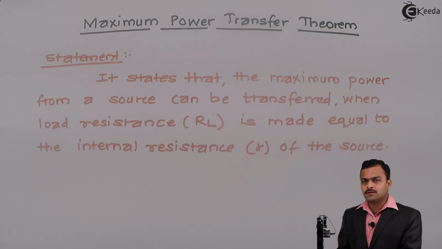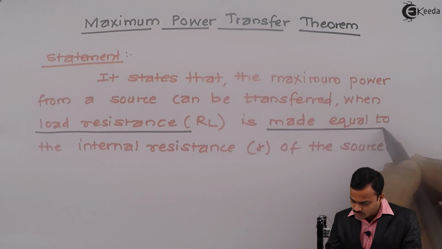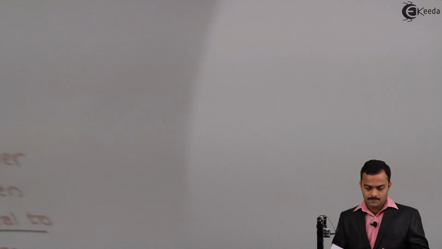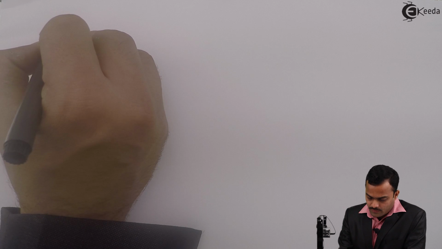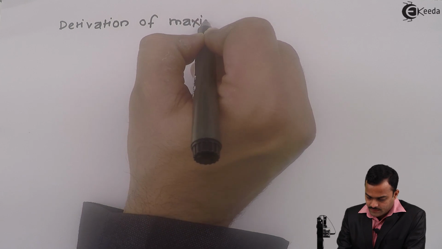First of all, it's very good if I know what is the maximum power that I can be getting from a voltage source. For that some condition needs to be satisfied, and that condition here they are stating as load resistance should be made equal to internal resistance, or you can say source resistance. So let's see the condition. What we are going to do over here is see the derivation of maximum power transfer.